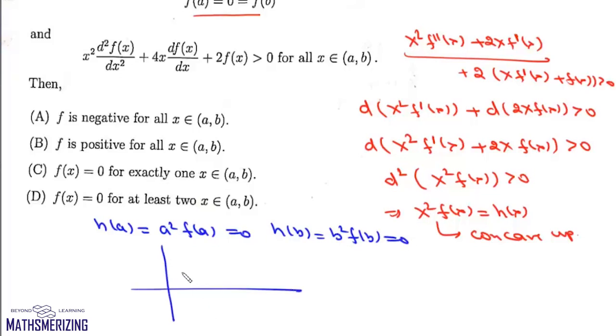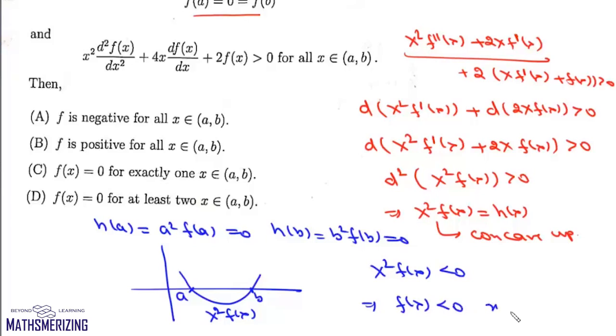So this function h(x) will be drawn like this, where x square f(x), when x lies between a and b, will be less than 0. So x square f(x) will be less than 0, which simply means f(x) is less than 0 for all x belonging to (a, b), and that's your option A.